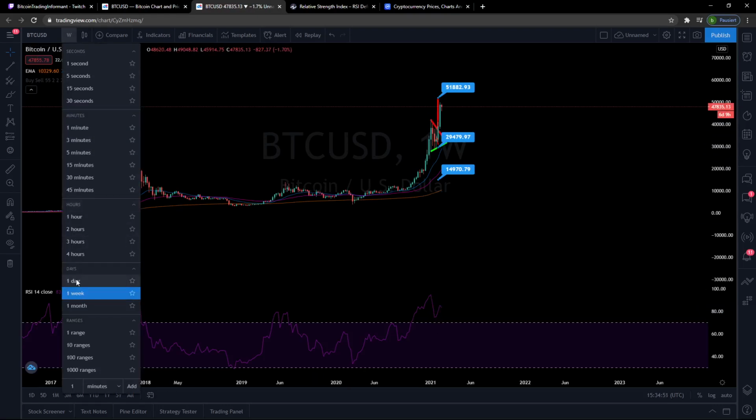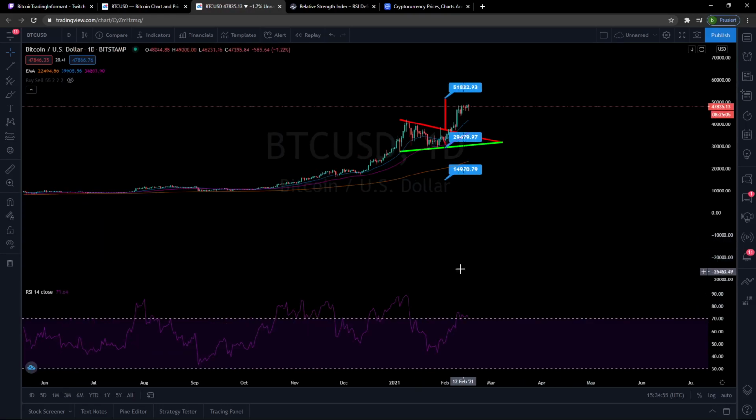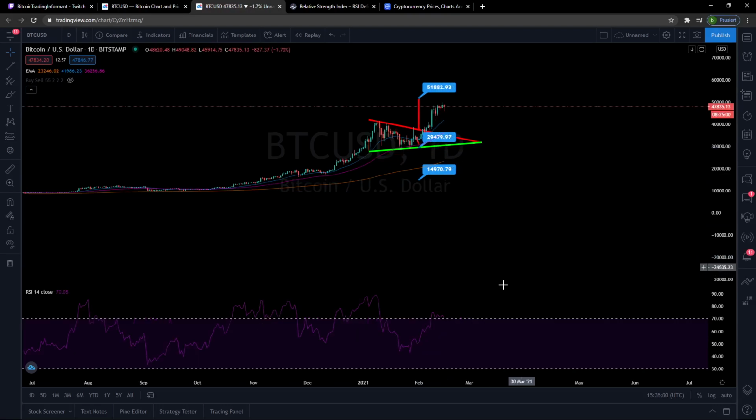Let's take a look at the daily chart. Maybe we can see it there better. You can see Bitcoin on the daily chart is going up and up and up, and the RSI is going down here. Interesting. That's a divergence, because here it is going up and here it's going down.